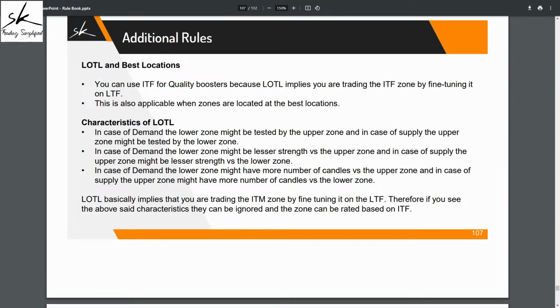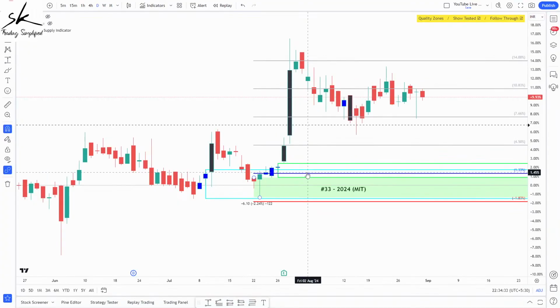And the last one is that in case of demand, the lower zone might have more number of candles versus the upper zone. Now, this one is not applicable in this case, but at times what can happen is, like here you can see the upper zone has about 3 candles in the basing. The lower one might have maybe 5, 6, 7, maybe 8, maybe even 9. So the number of candles can even be much more versus the number of candles we have in the upper zone, though this one is not applicable in this case.